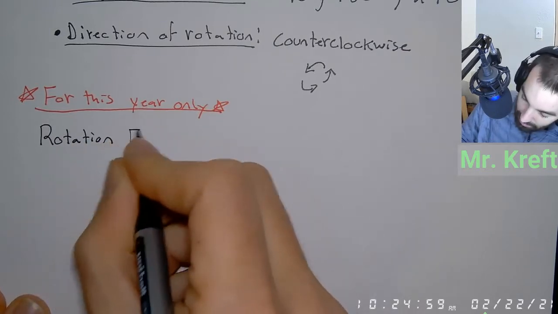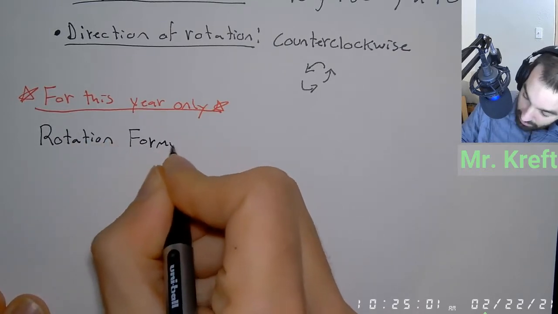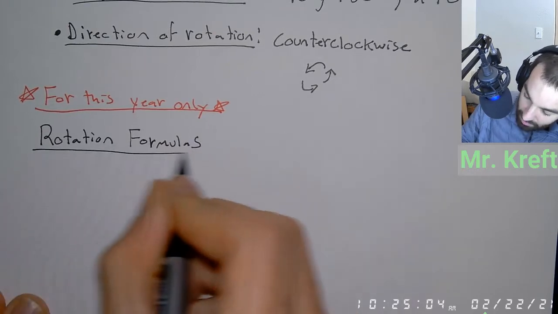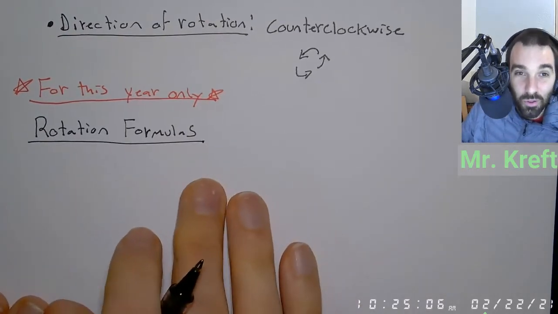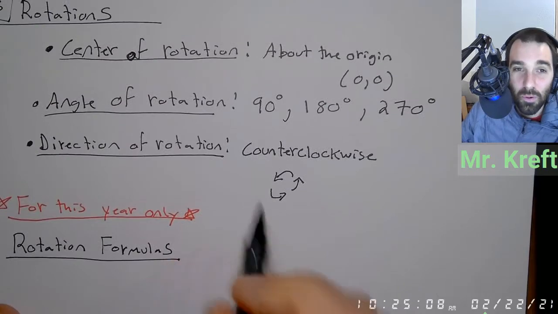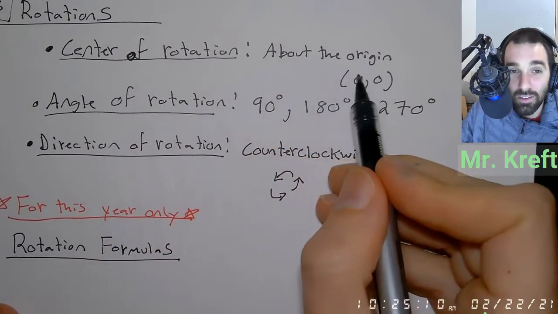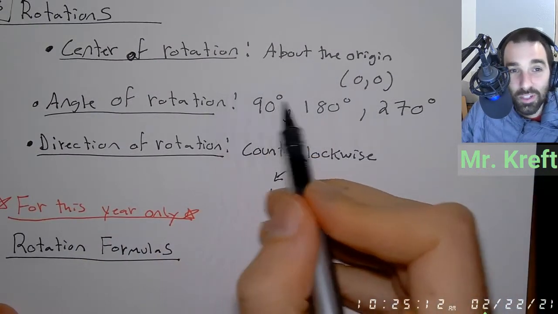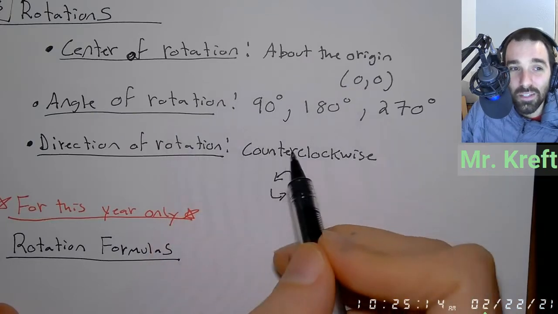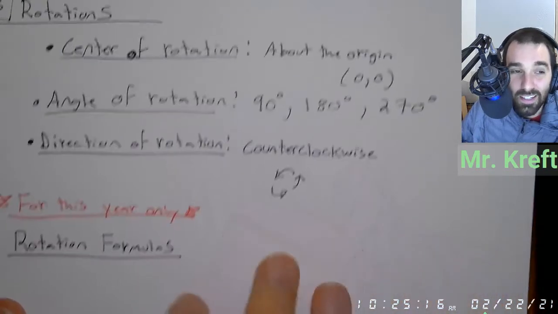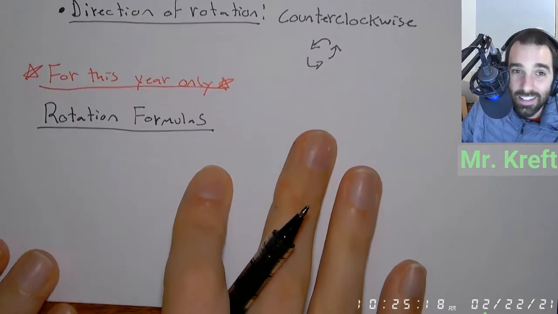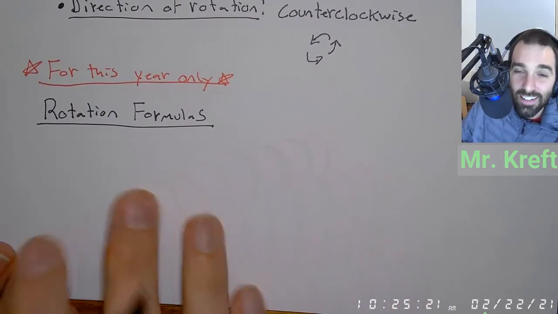Now, you're like, well, why don't you normally teach rotation formulas? Because, guys, these rotation formulas are really not useful. Because these rotation formulas only work if you're rotating about the origin, only if you're doing these 3 angles, and only if you're going counterclockwise. Okay? So they're so specific that you'll probably never use these again.